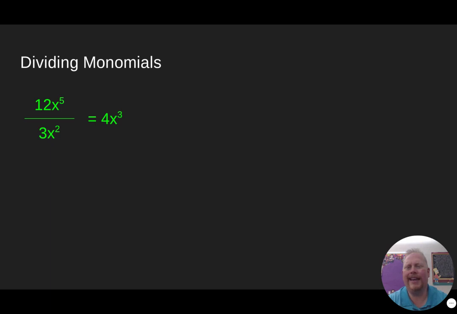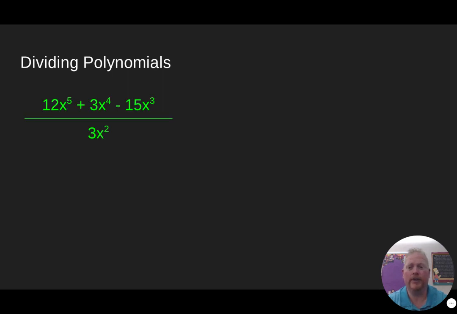So now let's take that and apply it to something that looks a little bit different. What if we have a polynomial divided by a monomial? So let's say I had something like this. I've got 12x to the 5th plus 3x to the 4th minus 15x to the 3rd, and all that's being divided by 3x squared. Well, since 3x squared is dividing everything, let's visualize that a little bit better. Let's take that 3x squared and put it underneath each term, just a reminder that each term is being divided by 3x squared.